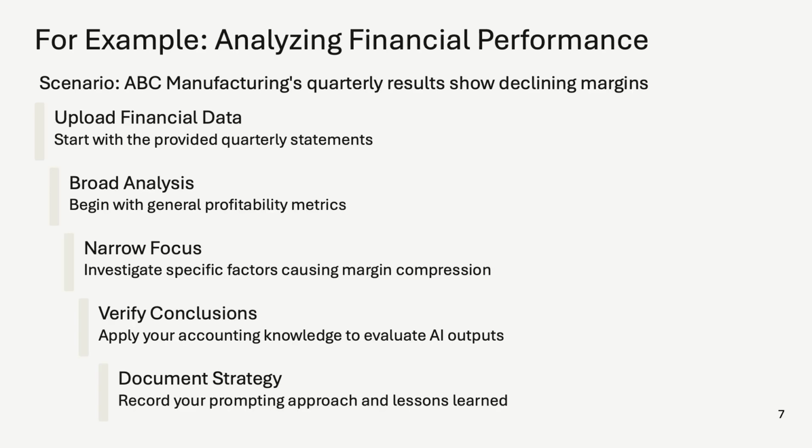Let's put theory into practice. What if you were given financial data for ABC Manufacturing, a company whose quarterly results show declining gross margins? Let's see how you could use iterative prompting to investigate the issue.